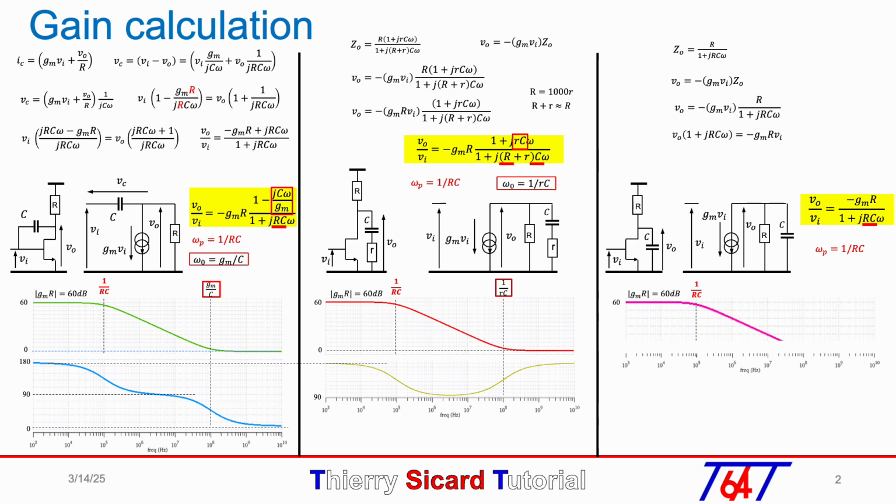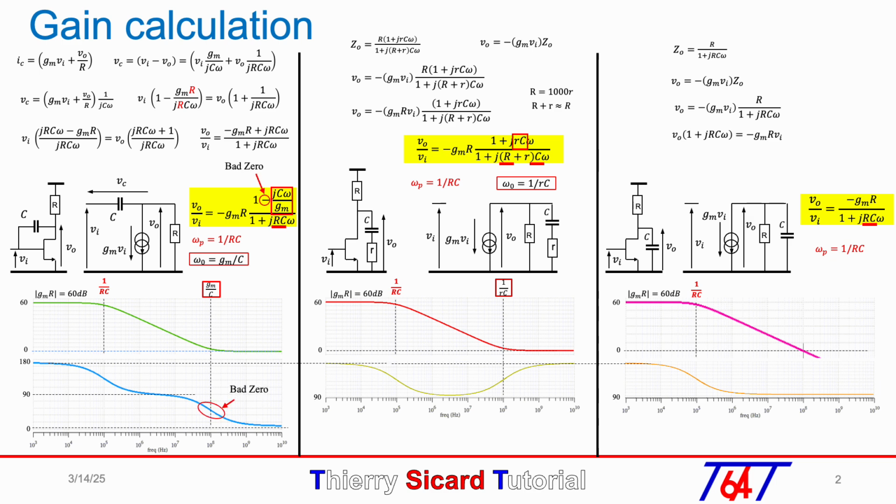The third case is different because since capacitor C is ideal without any series parasitic resistance, the gain continues to drop below 0 dB, so the phase remains at 90 degrees and has no zero. In the first case, this zero is called a bad zero because the phase continues to shift up to 180 degrees with the gain limited to unity. This bad zero is due to the negative sign in the equation represented by the red circle.